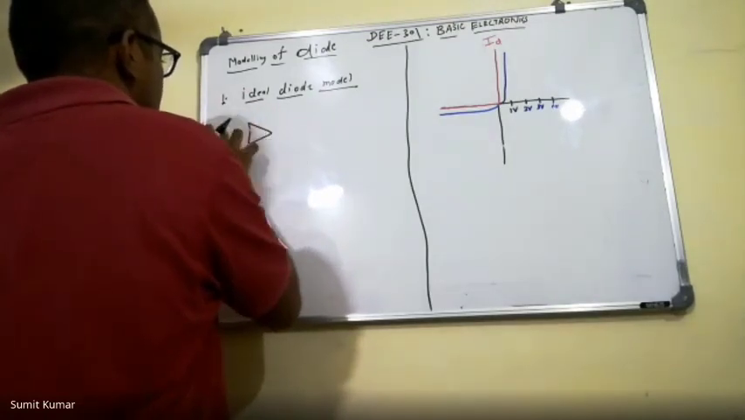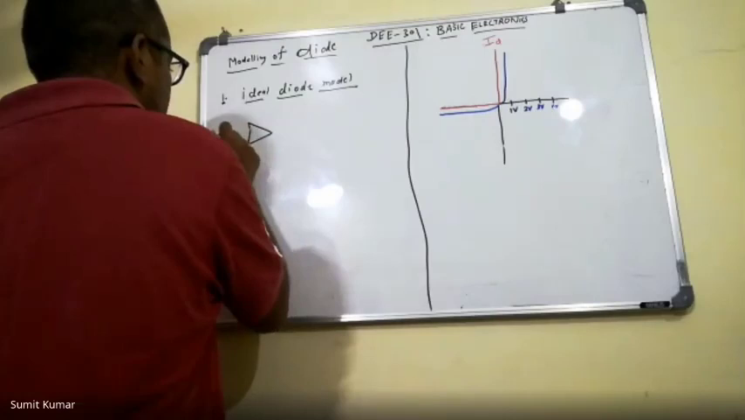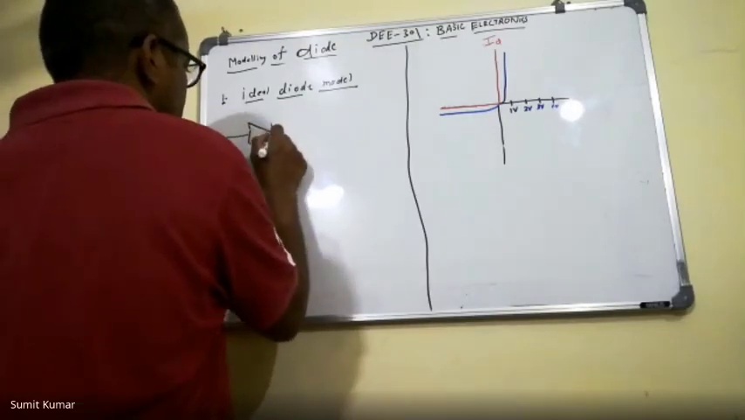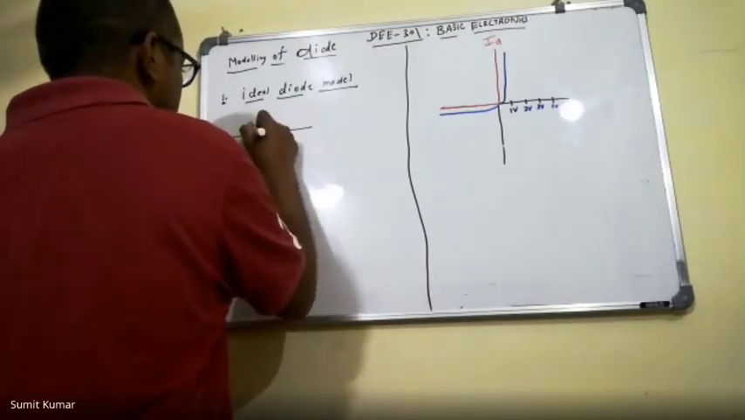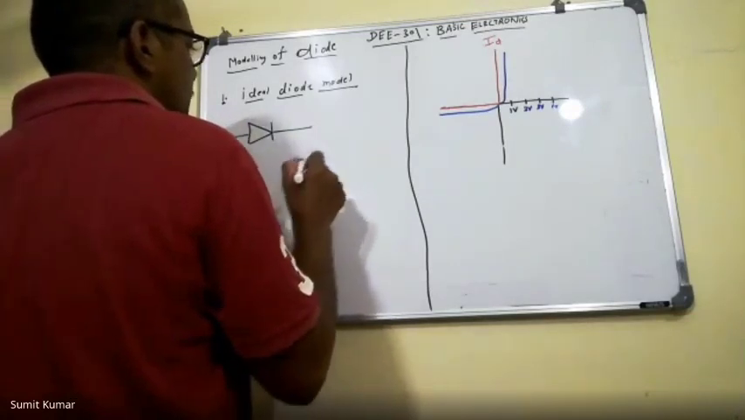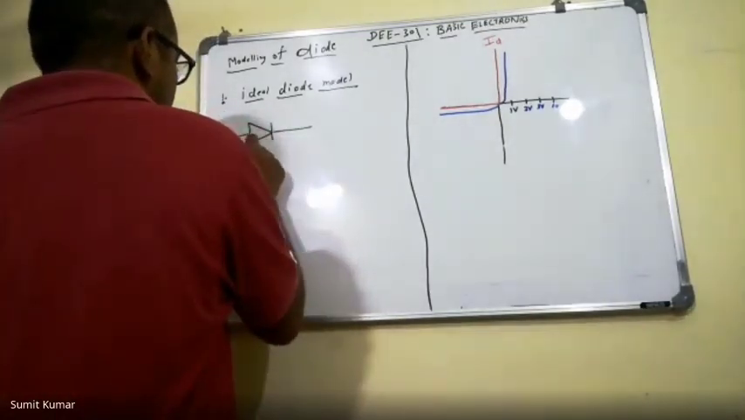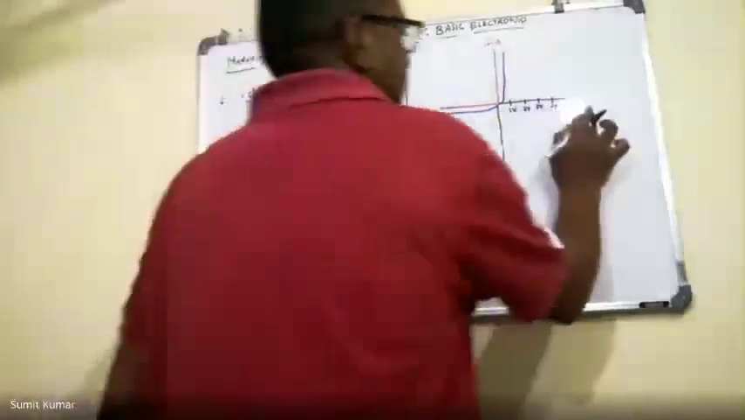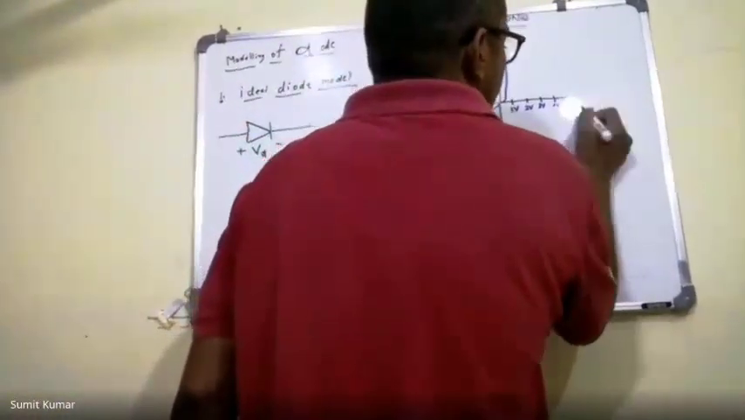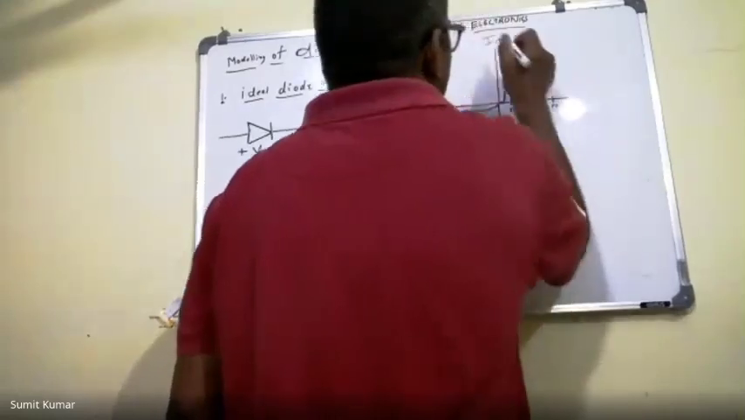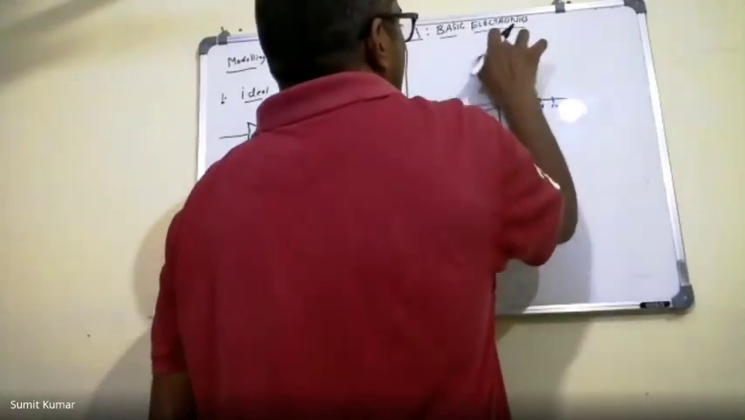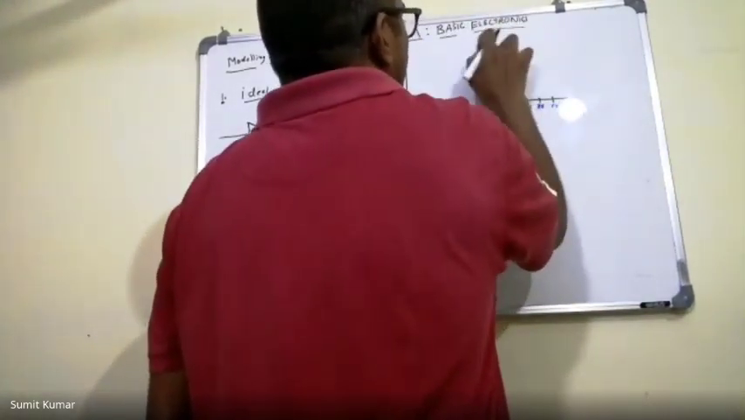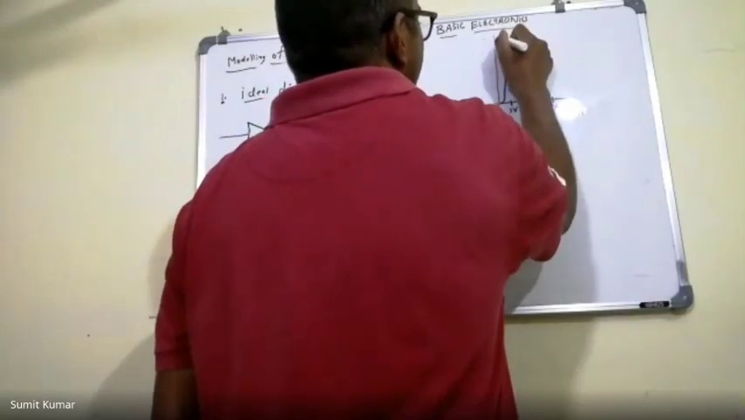Here you can see the circuit symbol of diode, and the voltage across the diode is small vD, and the current through the diode is iD.